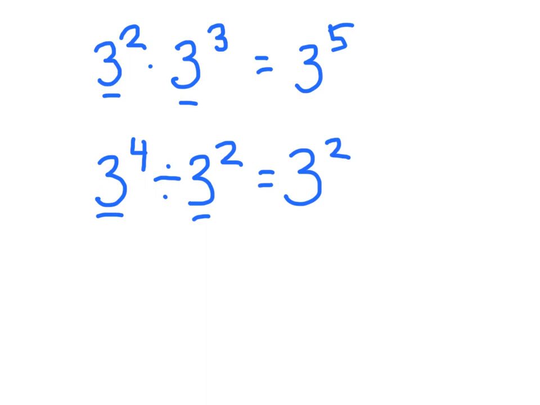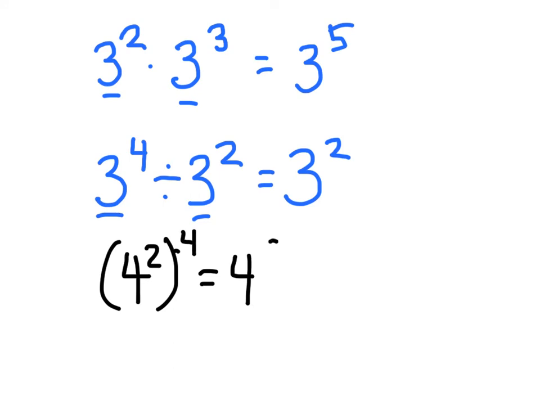Okay, try this one. How about 4 squared to the 4th power? Well, let's see. 4 squared is going to be 4 times 4, and it's going to happen 4 times. So this equals 4 to the 2 times 4, which is 8. So that would equal 4 to the 8th power. You multiply the exponents.